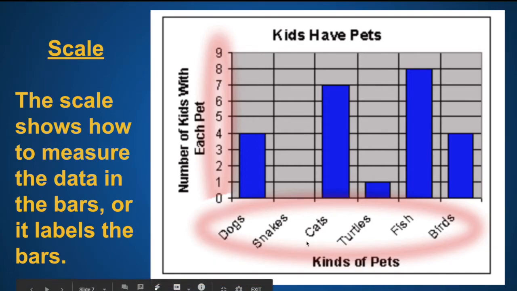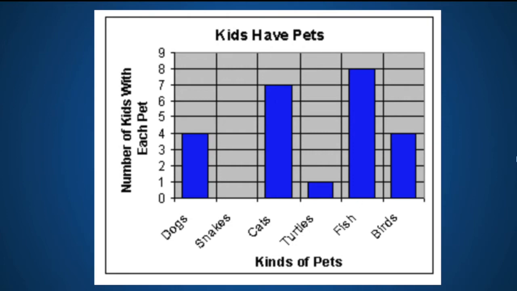On the bottom, the scale down here is more of a kind of label. This label tells us what critter that bar is telling us about. Now, your assignment today is going to be to look at a graph, not this exact same one, and make 4 observations. Your observations need to be complete sentences, so be prepared for that, capitals and periods.